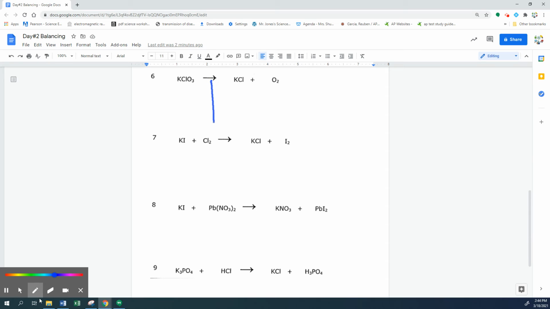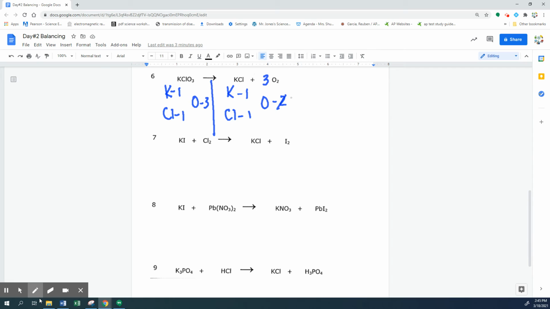For number 6, I have K, Cl, and O. Oxygen is the only thing that does not balance currently. So it's a 2 and a 3. So I know right away I'm going to make them equal 6. On my product side, I'm going to multiply my oxygen by 3 to get 6. On my reactant side, I'm going to multiply by 2 to get 6.